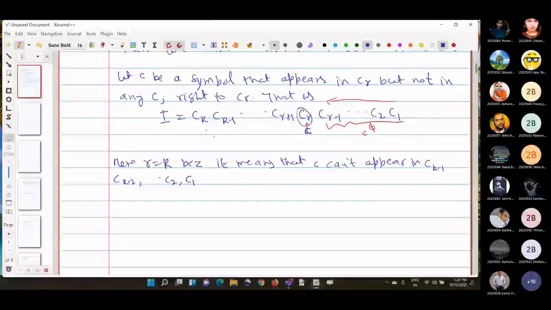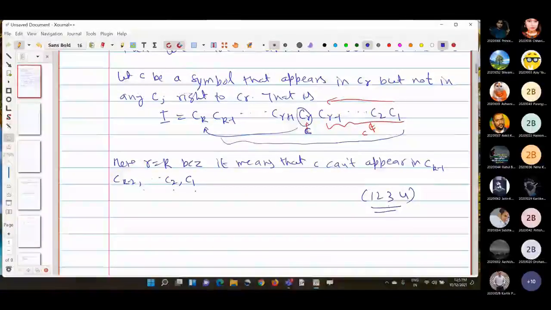And if we put r equals to k, then it means cr is nothing but ck, and right to it, there are so many cycles, ck minus 1, ck minus 2, and so on, in which c cannot appear. It means that all these are fixing c. You know that suppose I'm writing 1, 2, 3, 4, and then if I say, what is the image of 5 here? Then you will say that, sir, 5 is fixed here. That is 5 goes to 5. So c is appearing here in this one, and c is not appearing in any of these ck minus 1, ck minus 2, c2 and c1. It's not appearing, so they will be fixing c.